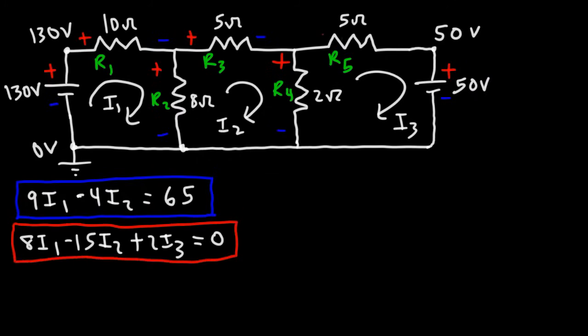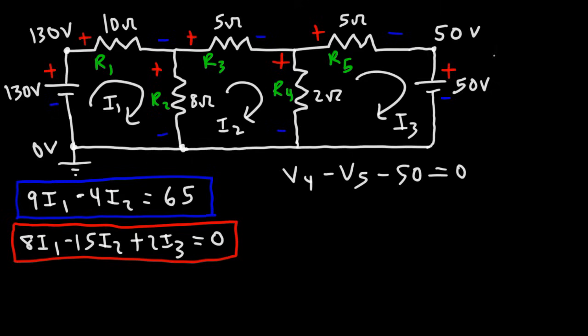Now let's focus on the third loop. We're going to make this side positive and this side negative. So going up through resistor 4, that is a voltage rise, going from negative to positive. So that's going to be positive V4. Going through resistor 5, that's a voltage drop, so negative V5. Now going through this battery, we're going from the positive side to the negative side. A positive value is higher than a negative value, so the potential is decreasing. So we're going to say this is negative 50.